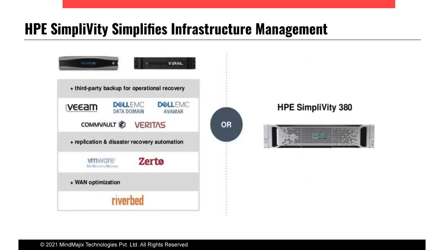Then we teach about Simplivity from an infrastructure management perspective: what the other components are, what the other solutions are, how they work, and how Simplivity compares. If you talk about Nutanix or VxRail, in Nutanix all backups are third-party. Either you have to buy Commvault, Veritas, Avamar or Data Domain. But HPE Simplivity has its own data replication, backup and recovery.